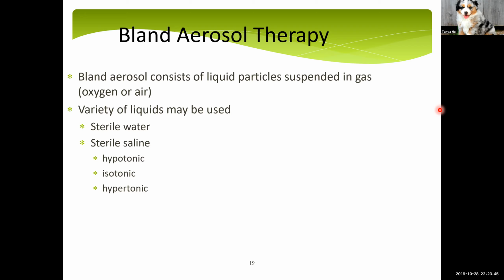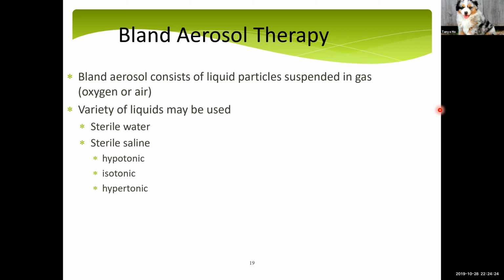So in terms of bland aerosol therapy, it's almost like you're spritzing a little mist, like if you have a water spritzer and you're spritzing a little water mist into somebody's airway. Okay, so that's kind of what you're doing. And this can really loosen up secretions because water is basically going directly into the airway wall. And so sometimes we might use this to help mobilize secretions if you need to get sputum samples or something.